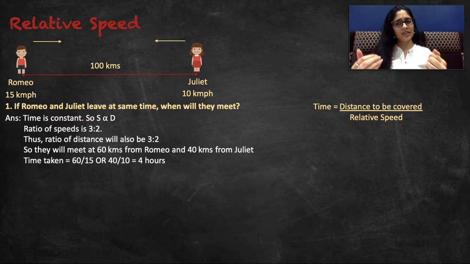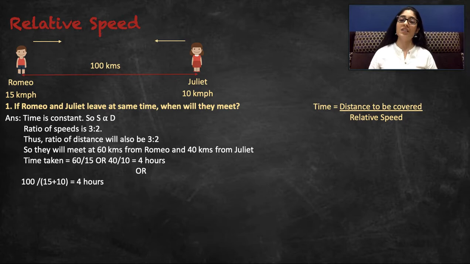So here in this case, because Romeo and Juliet are both together trying to cover this distance of 100 kilometers, the effective speed applied is Romeo's speed plus Juliet's speed, which will give you the relative speed as 15 plus 10, that is 25. So it's just a one line solution, 100 upon 25, 4 hours.